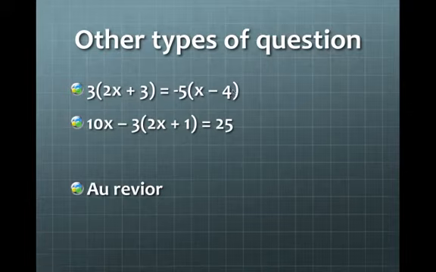Here we then end up with letters on both sides, so we would need to use the stuff we did in the second part of the lesson. On this one, we only have one bracket, but we have an extra term on that side as well, so once we've expanded the bracket, we'll have to collect like terms.